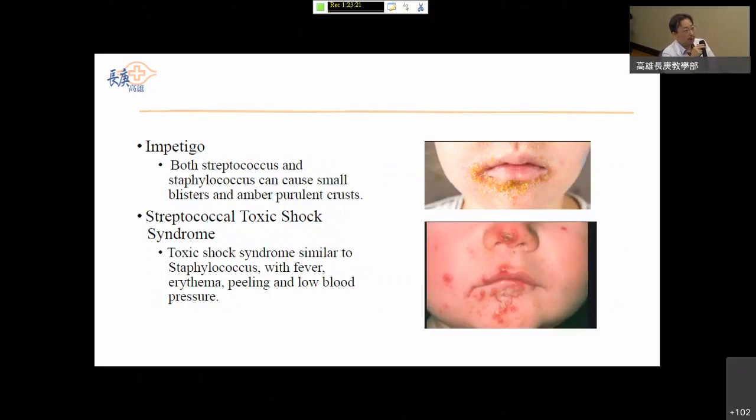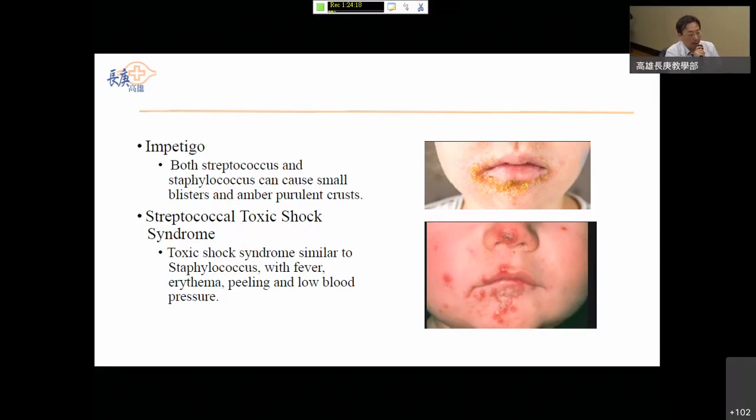The third disease is impetigo. Impetigo can be caused both by streptococcus and another bacteria called staphylococcus. It causes small blisters with an amber-colored purulent crust around the perioral area. When you see a child with this presentation, always keep in mind there might be a streptococcus or staphylococcus infection. Blisters around the perioral area: keep in mind streptococcus or staphylococcus infection.